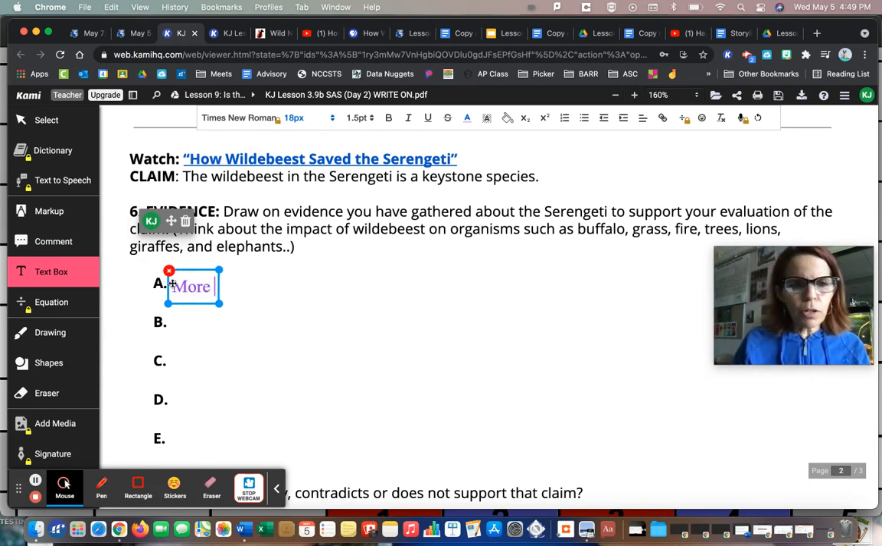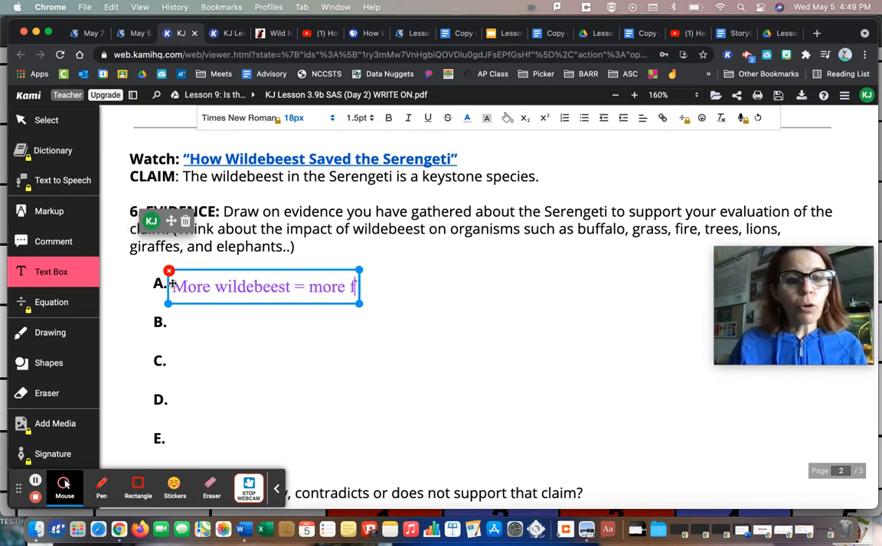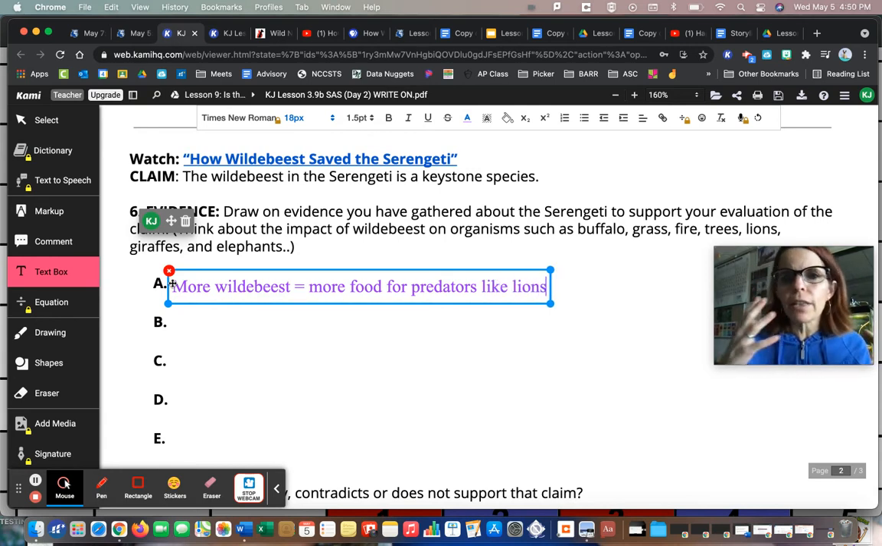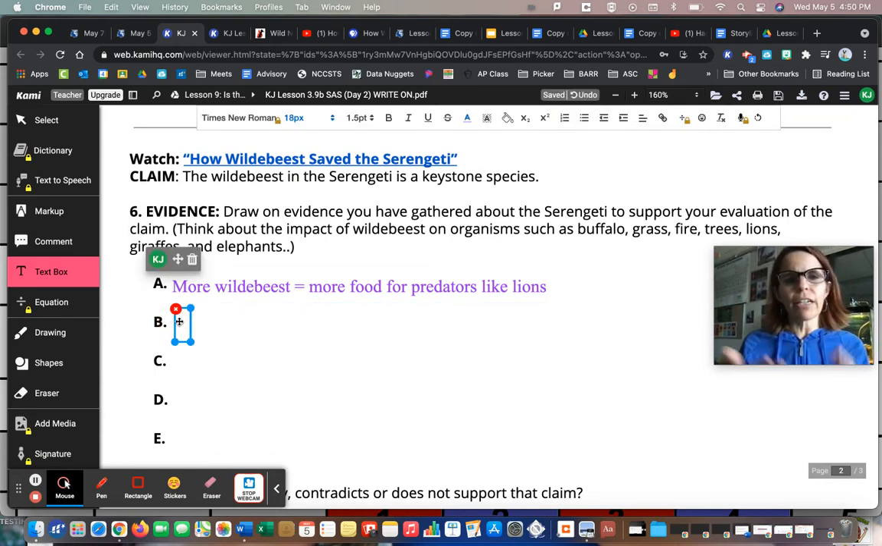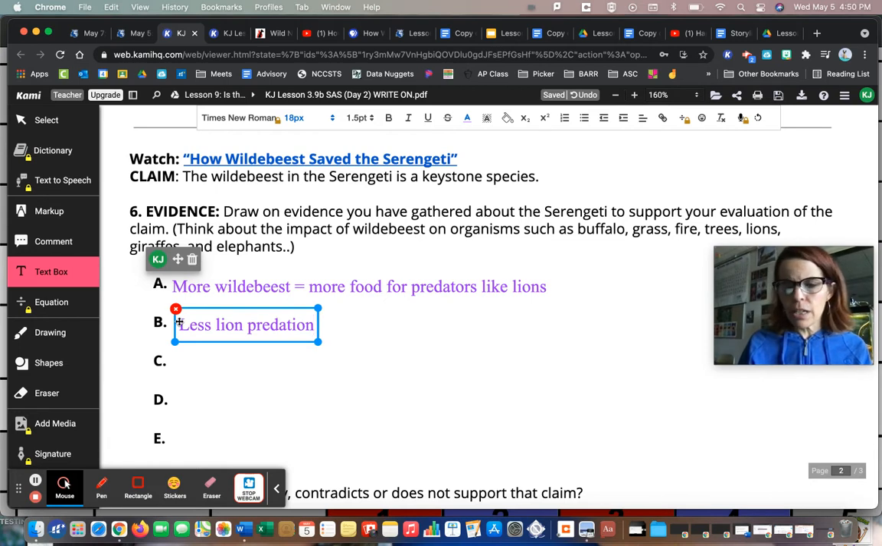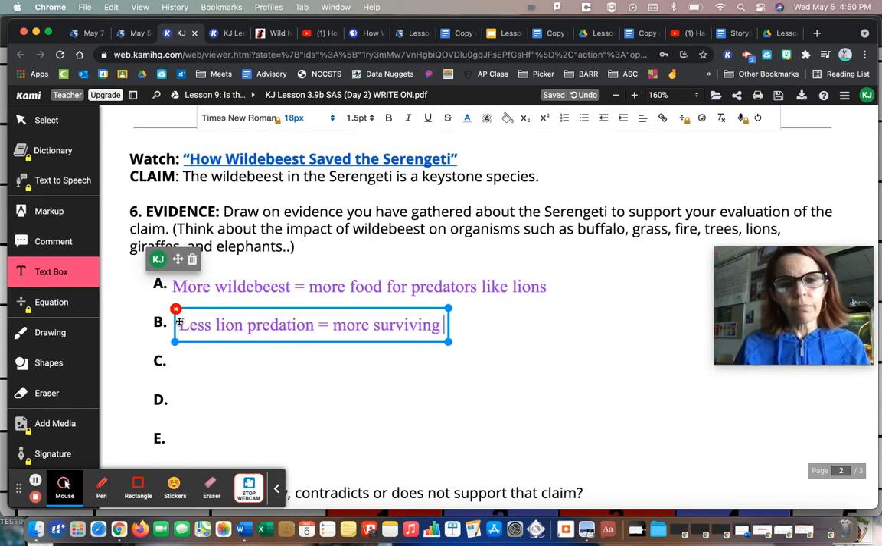So, let's say more wildebeest equals more food for predators like lions, but there were other predators. Like he mentioned that there's more types of predators now. So that's one impact that the wildebeest are having. There's more food for the lions. Less lion predation means more surviving giraffe calves. And so that population is on the increase.